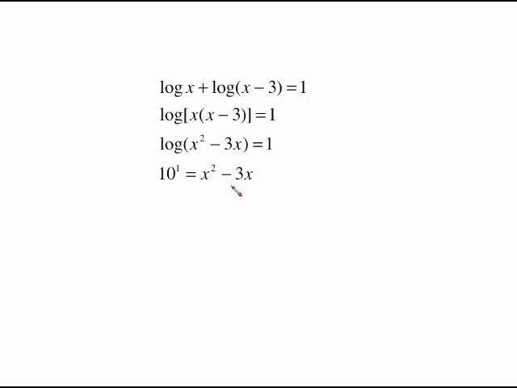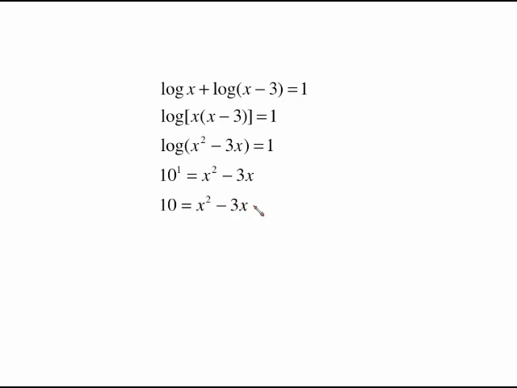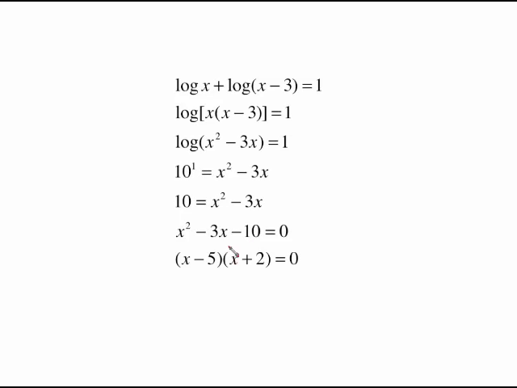Then this finishes out like the last one. Let's pull the 10 over, factor it, and solve. Solve that, we'll get 5. Solve this, we'll get negative 2.